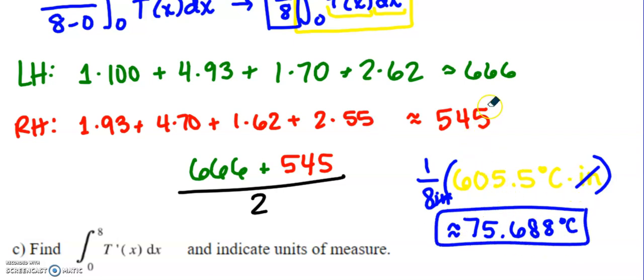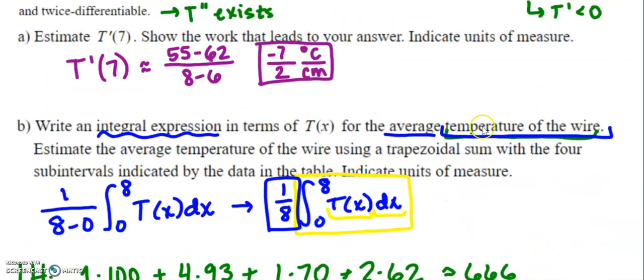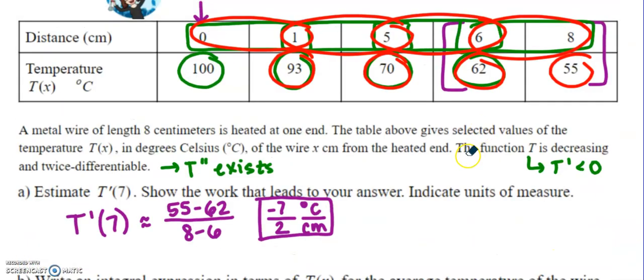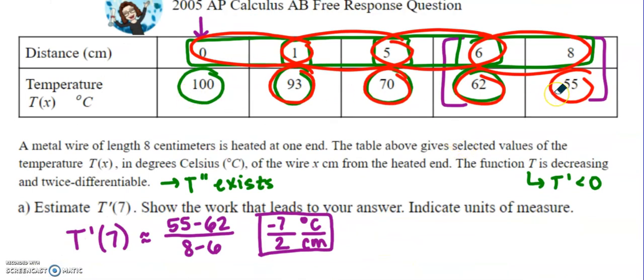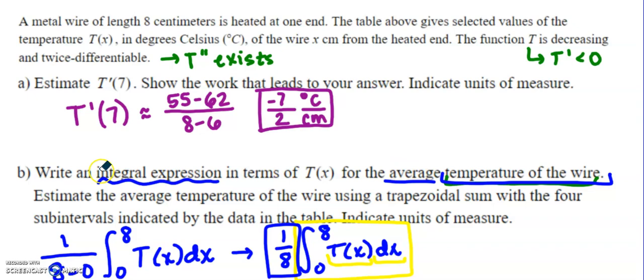right? If you look up at your original table of data, the average temperature over that interval being about 75 is logical, right? Having been average temperature of 605, no, right? Doesn't make sense within the context of the problem. So estimate the average temperature, we've got the correct units.